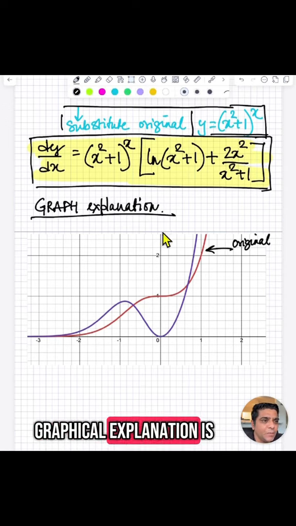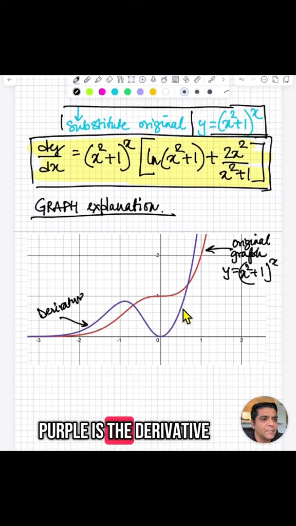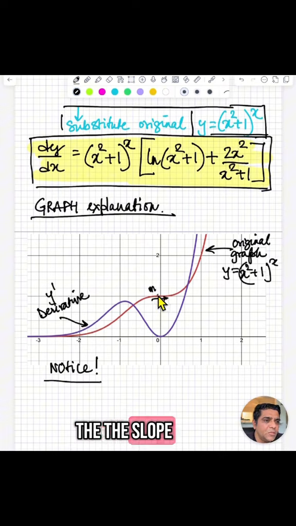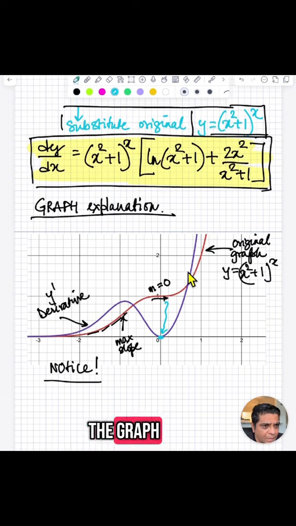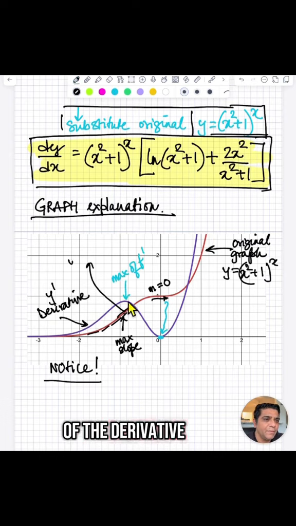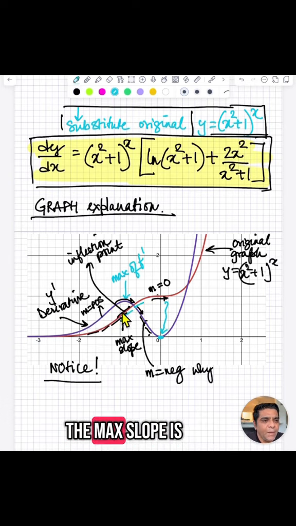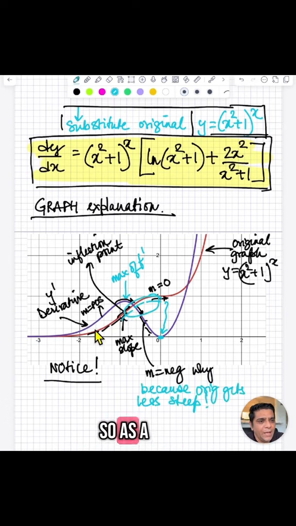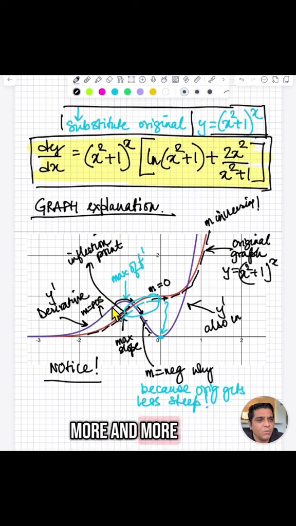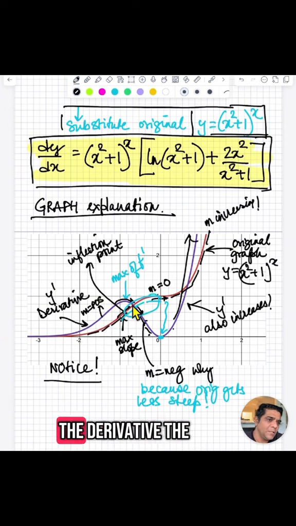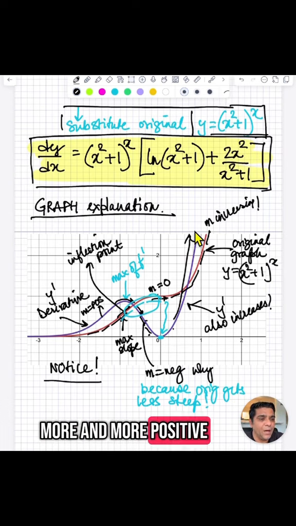And now the graphical explanation: you see the red is the original, the purple is the derivative. You see where the slope of the original function is 0, the derivative is 0. More or less the derivative is positive for most of the graph, but the slope of the derivative gets negative and positive. But there's a point where there's a change of concavity, and that's where the max slope is present, right? So as the slope increases, you get a higher positive derivative. As the slope gets less steep, the slope of the derivative gets negative. The derivative itself is positive. And here also, as the original function gets steeper, the derivative increases, more and more positive.